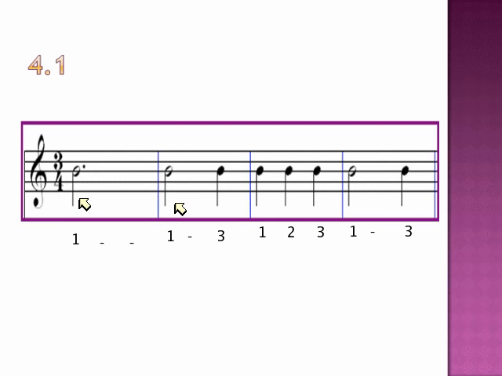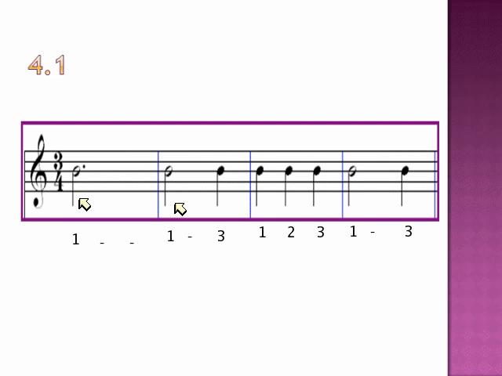3, 2, ta, ta, ta, ta. 2, ta. I can also just say ta on all of them and continue it out. When I use the numbers in the Eastman system, it sounds exactly the same, but I'm using the syllables of the Eastman.